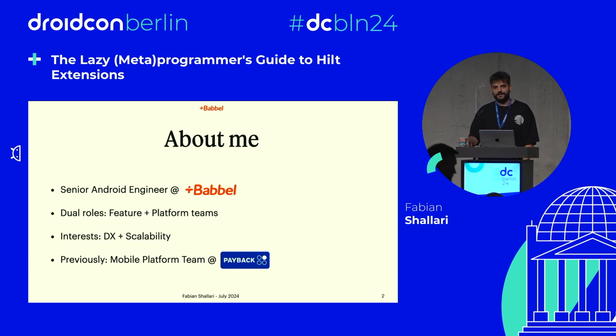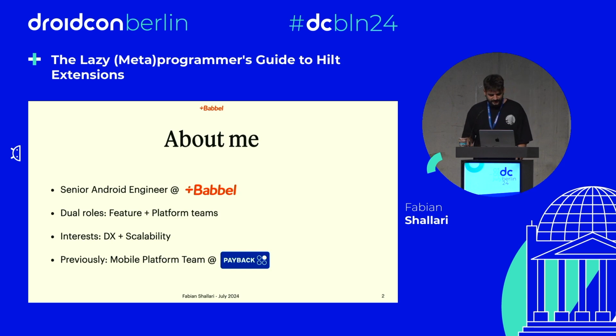My name is Fabian. I work as a senior Android engineer at Babel, a language learning app based here in Berlin. And I've been doing Android since the KitKat days. And during all these years, I've played kind of dual roles in my career. I've been working both in feature teams and in platform teams. And two main areas have spiked my interest more than anything else. So during these years, I've come to be interested in developer experience and scalability in large teams.